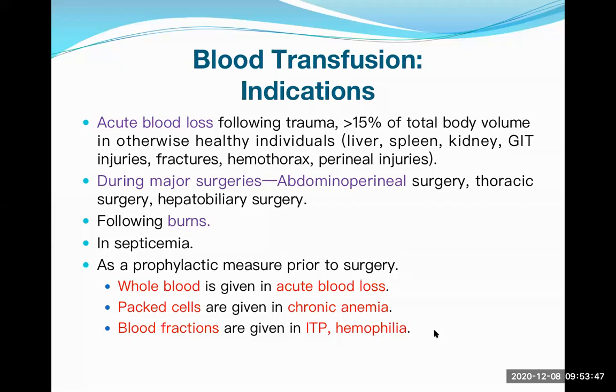Yes, 8 and 9, okay? Hemophilia A means clotting factor 8 deficiency. 9 deficiency leads to hemophilia B. So hemophilia A is much more common than B. So you can safely answer 8. Factor 8 is given in the treatment of hemophilia. Nice, okay? So let's move on.